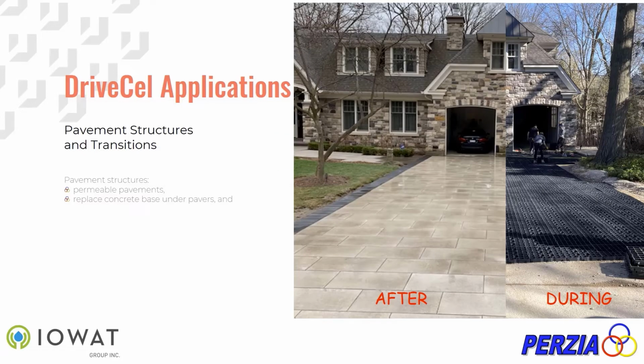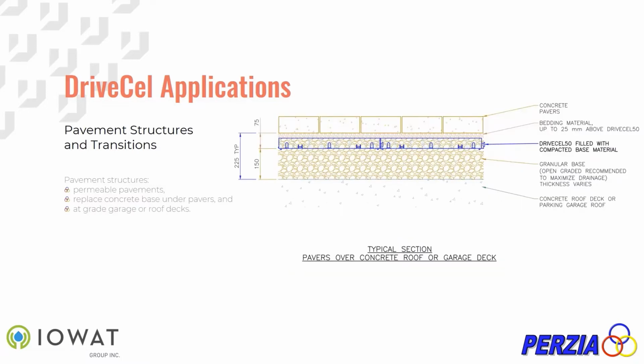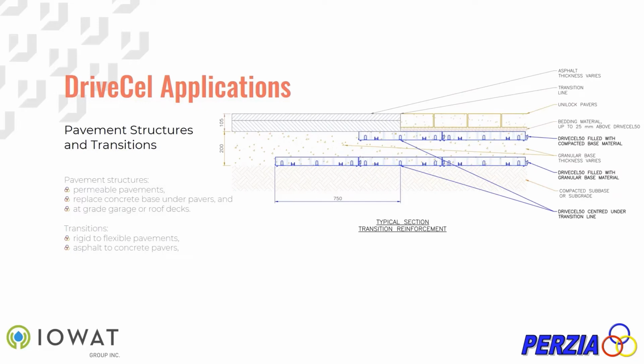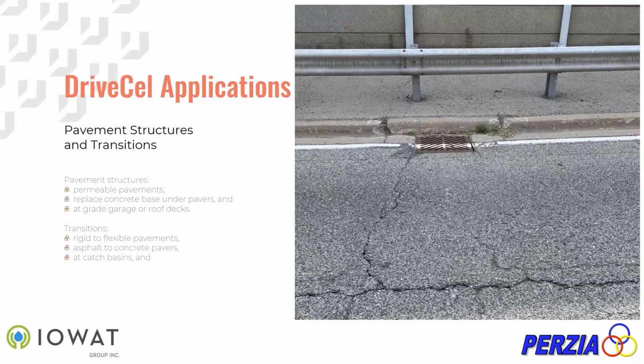The original concrete base for this driveway was replaced with DriveCell. DriveCell can be used on the roofs of parking garages to improve performance, especially at transitions, and to reduce the weight of the granulars. Tension cracks typically form at transitions from one type of pavement to another. Installing two layers of DriveCell along the transition helps smooth the transition and prevent cracking.